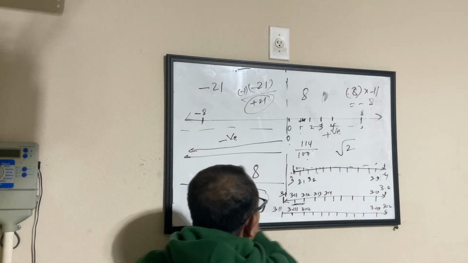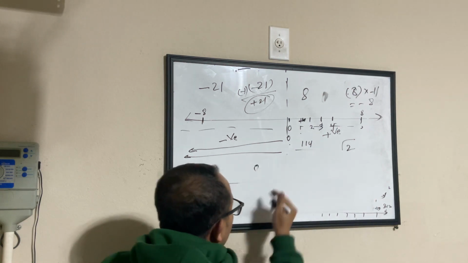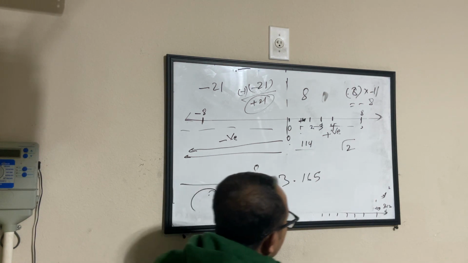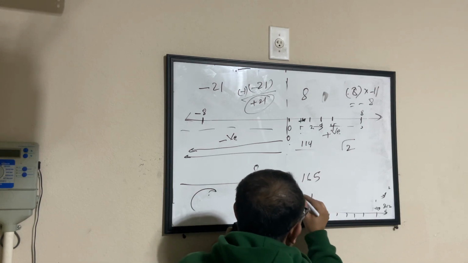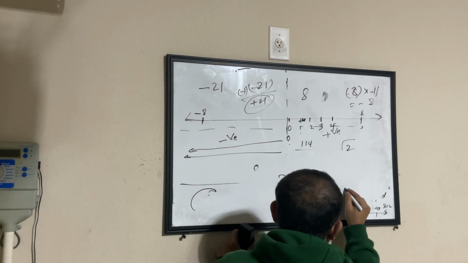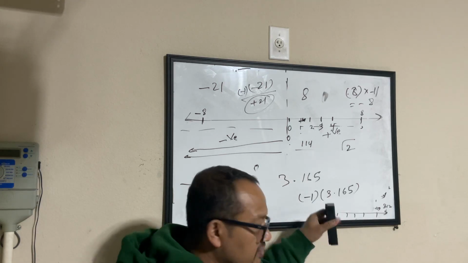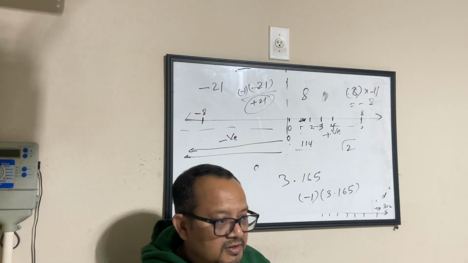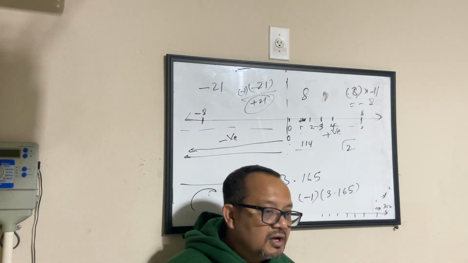If you have a fraction, let's say 3.165, and somebody says find out the opposite of that, the opposite of that is nothing but -1 times this number. That's it. And whatever you get is your opposite. Yeah, Advik. What if it's absolute value? I'll come to that.